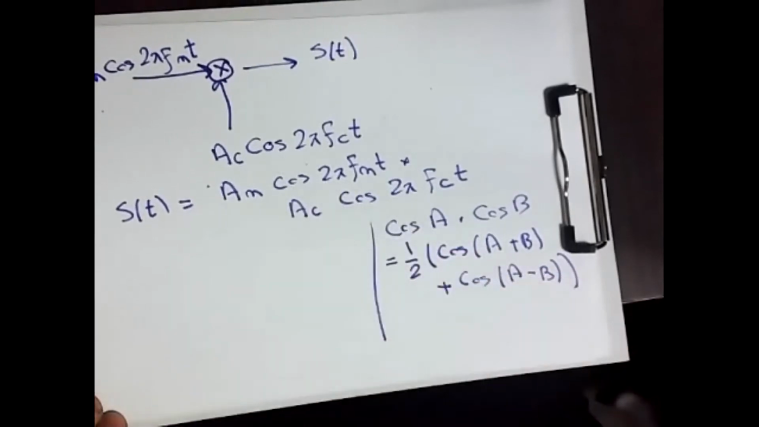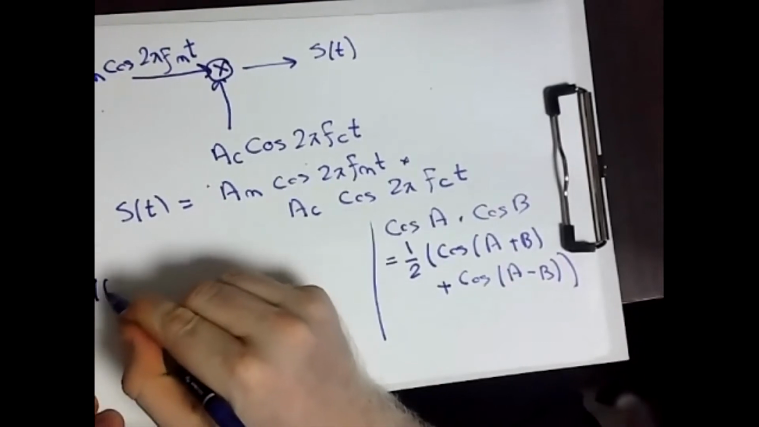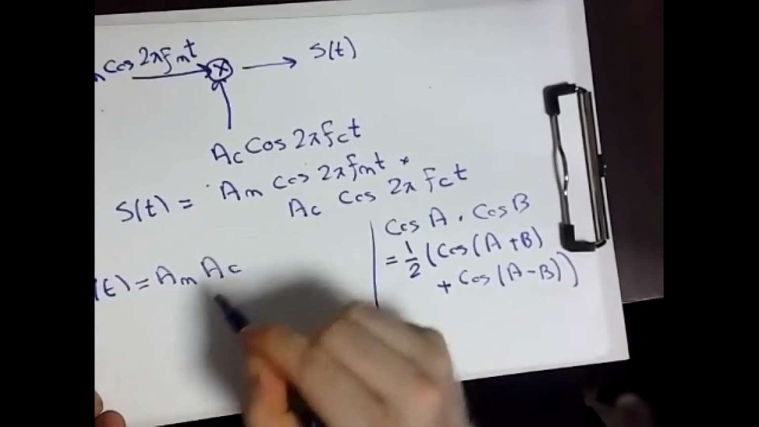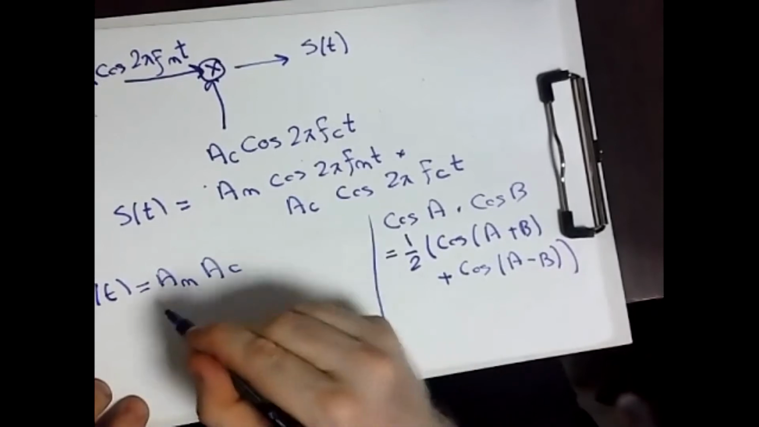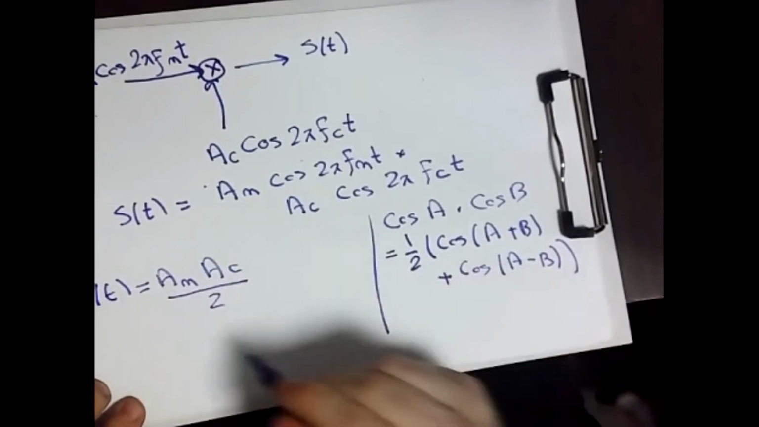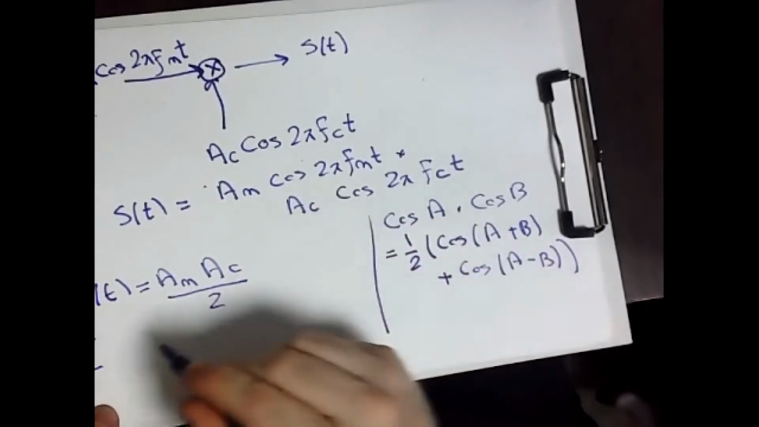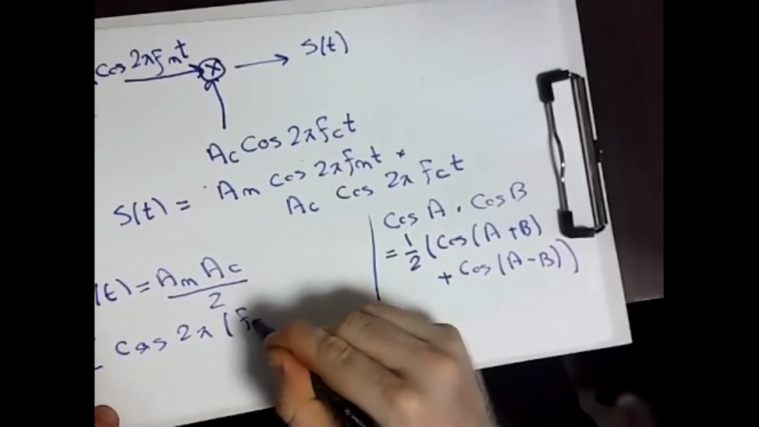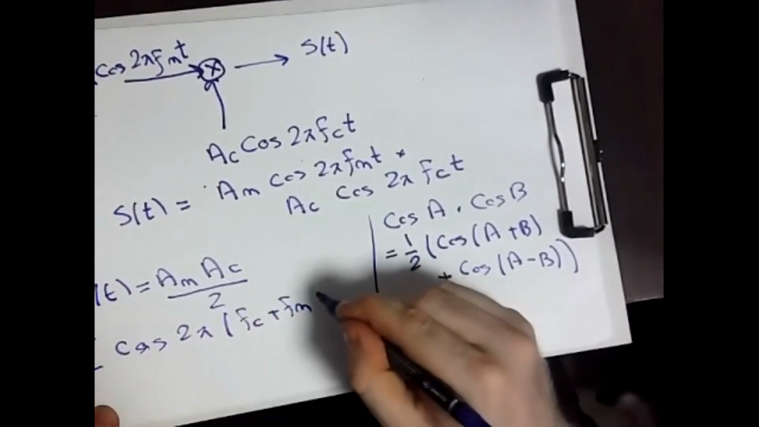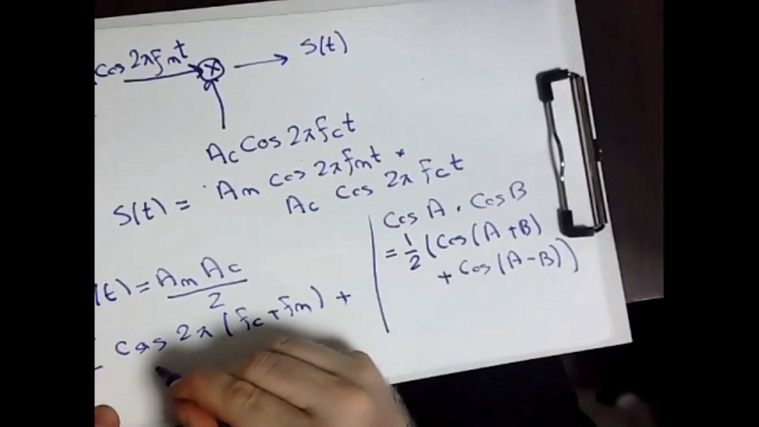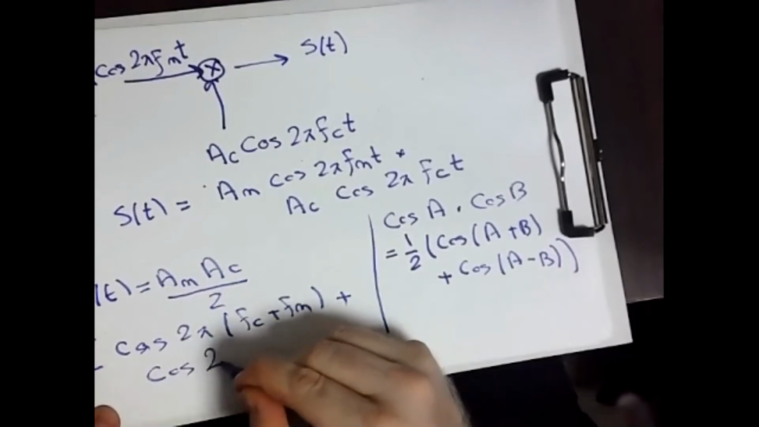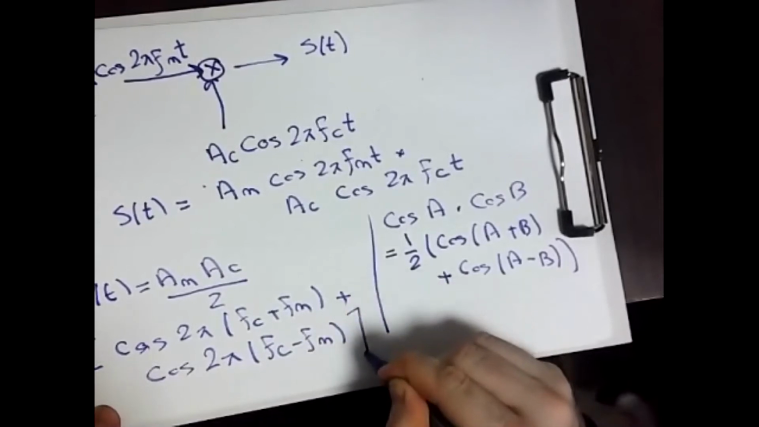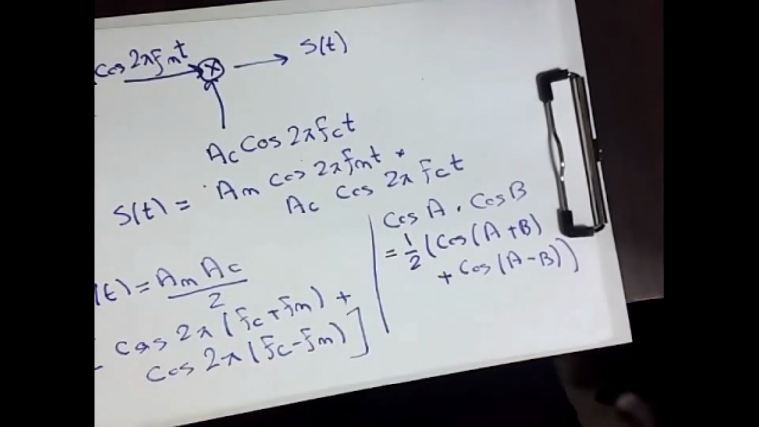So by doing such a very simple example, S of t will be equal to AM times AC. So this is just multiplying the two amplitudes. And then this will be over 2 due to this half. And then you have the summation of these cosine arguments: cosine 2 pi (FC plus FM) t, plus the cosine of the subtraction, cosine 2 pi (FC minus FM) t. This is very simple, what happened.